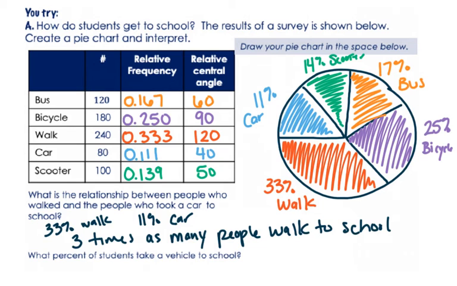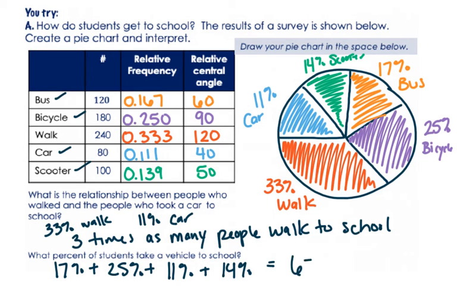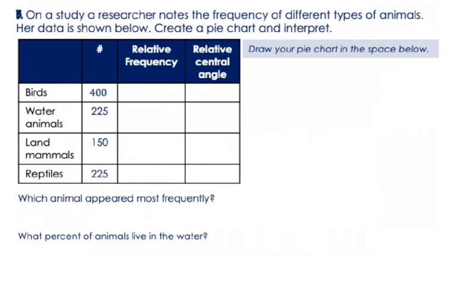Alright, and then the last one says, what percent of students take a vehicle to school? So a vehicle would be a bus, a bicycle, a car, or a scooter. So if you add all 4 of them up, so that's 17%, and then 25%, and then 11%, and 14%, you should get 67%. So 67% of people take a vehicle to school. So that's how we make a pie chart, and that's also how we look at the pie chart and analyze the data.